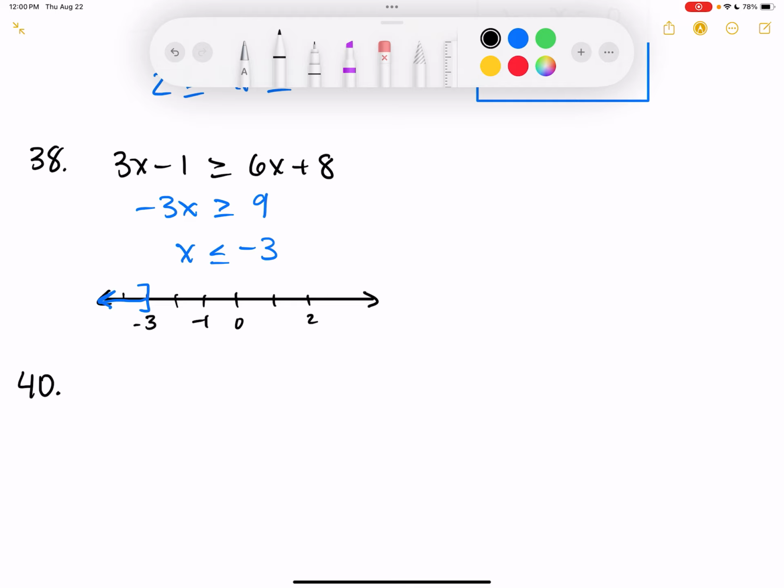Let's see, number 40: -1 is less than or equal to 3x minus 2 is less than 7. So I'm adding 2 over here and over here. That gives me 1 less than or equal to 3x less than 9. And then what? 1/3 is less than or equal to x is less than 3. Yep.